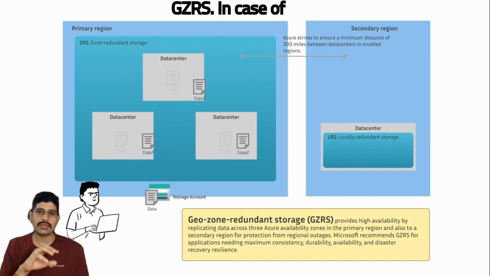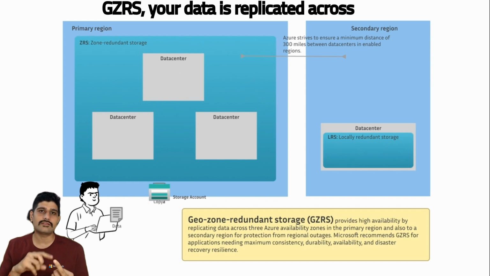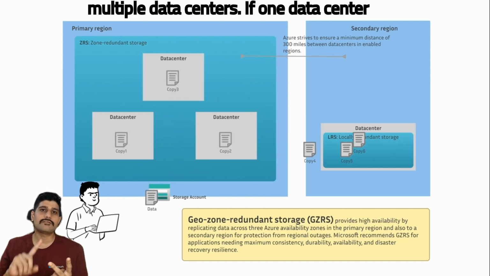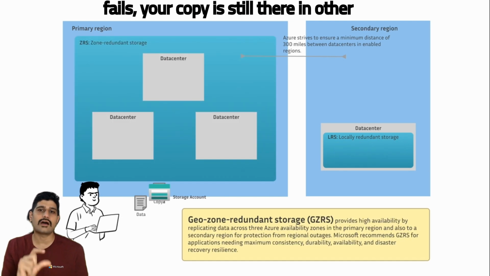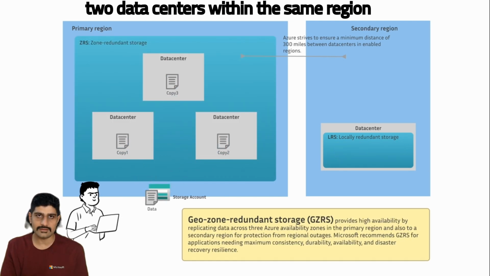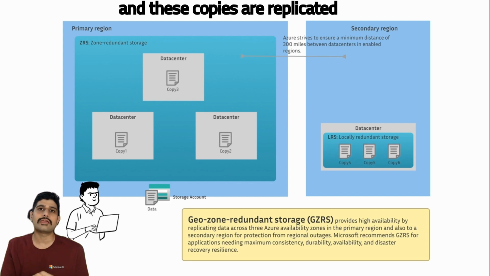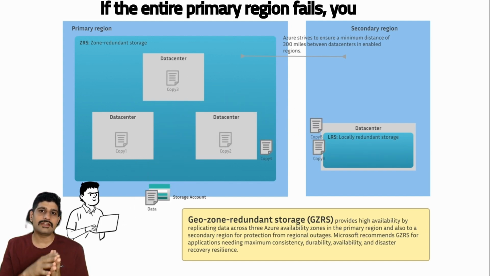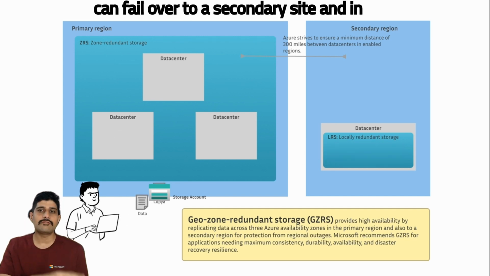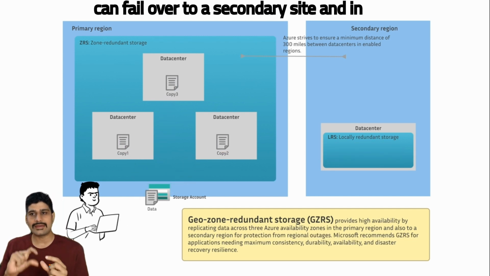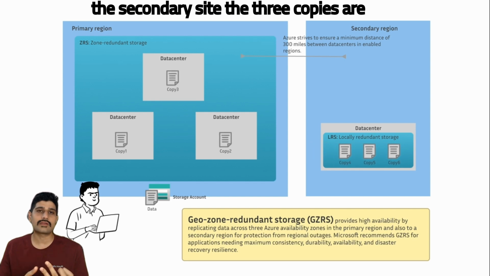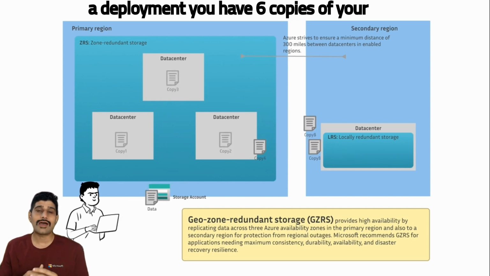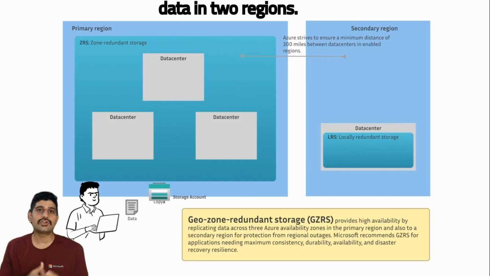So in case of GZRS, your data is replicated across multiple data centers. If one data center fails, your copy is still there in other 2 data centers within the same region. And these copies are replicated synchronously across your zone. If the entire primary region fails, you can fail over to a secondary site. And in the secondary site, the 3 copies are kept in a LRS format. So in this type of a deployment, you have 6 copies of your data in 2 regions.